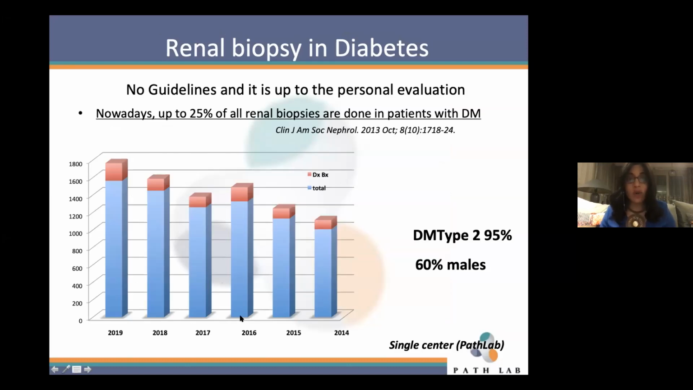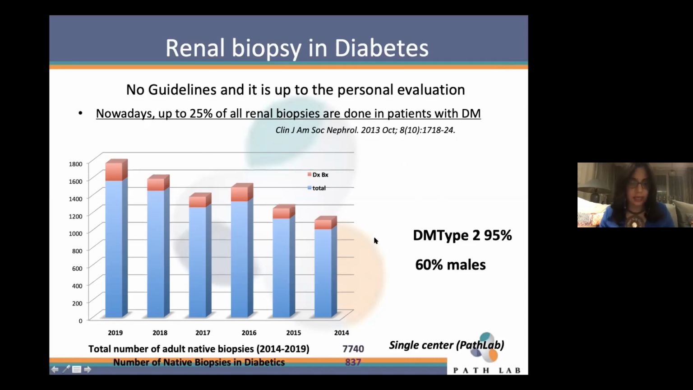We have no guidelines for what we consider renal biopsy in diabetes. I know you have your own indications for renal biopsy in diabetes. I don't disagree with them. However, it is generally up to the personal evaluation of the nephrologist and his patient, whether he sees that this patient needs a biopsy or not. According to the Clinical Journal of American Society of Nephrology in 2013, and this was a dismal sentence, they were not happy with it. They were saying that nowadays, up to 25% of renal biopsies are done in patients with diabetes.